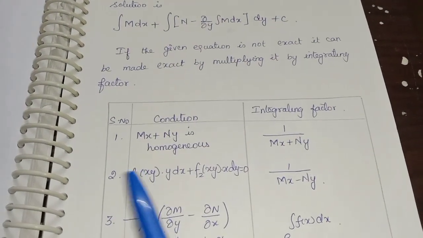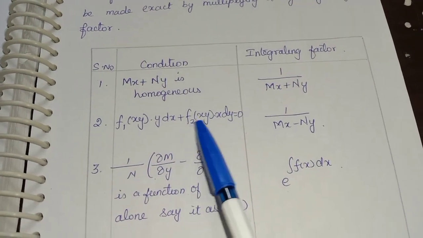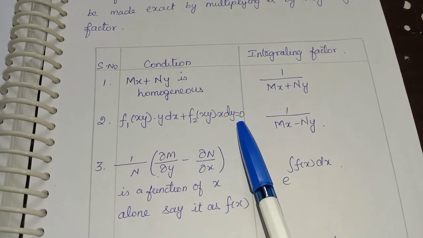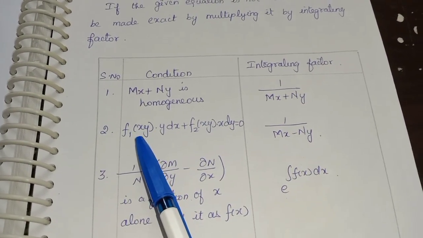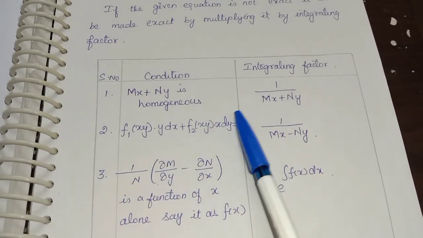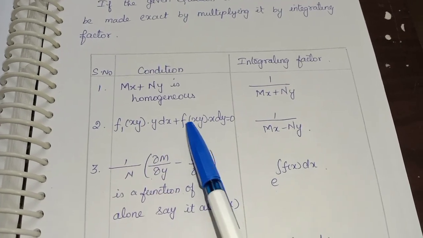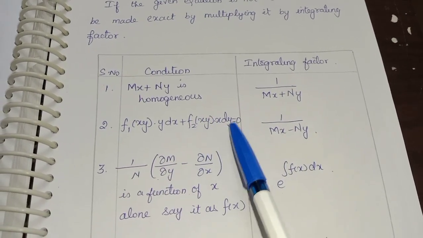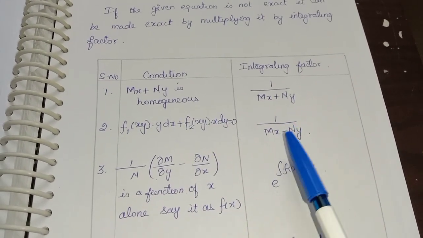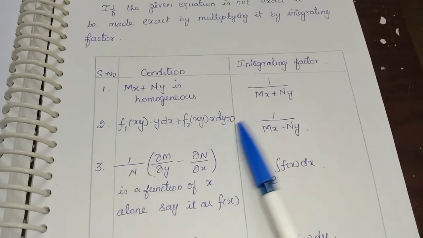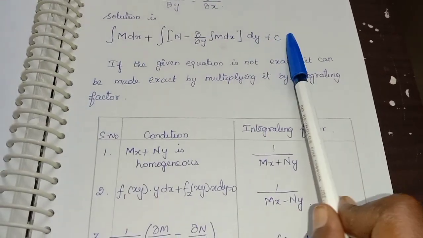And second case, if the given equation is of this type, that is f1 of xy into y dx plus f2 of xy into x dy equal to 0. See here, this is not x comma y, the product xy I have written here. That is, the equation is like some function of the product xy into y dx plus again some function of the product xy into x dy equal to 0. The integrating factor is 1 by mx minus ny. In that case, what you have to do is multiply the given equation by 1 by mx minus ny. It will become exact and the solution is given by this equation.